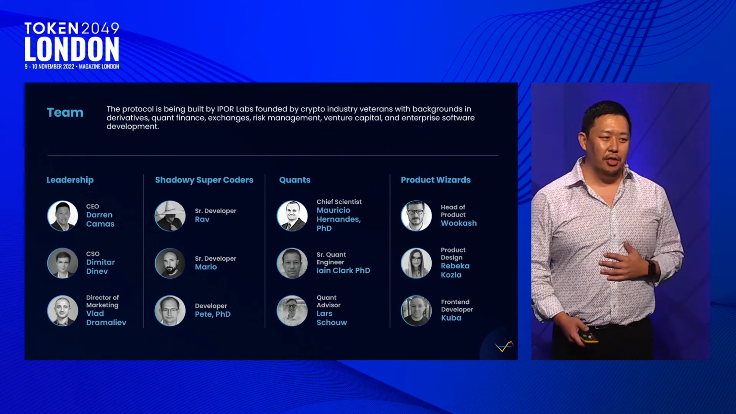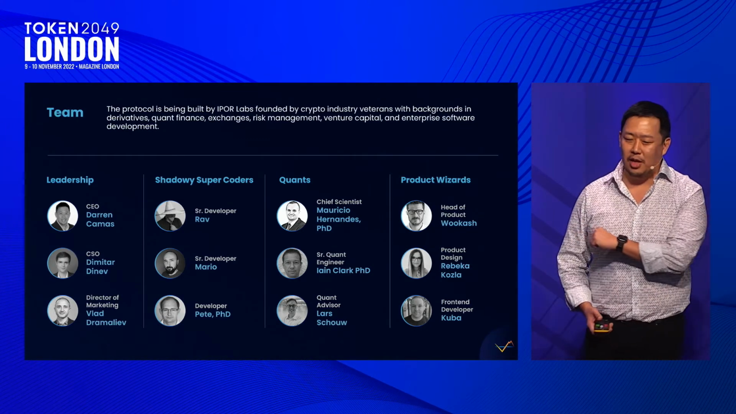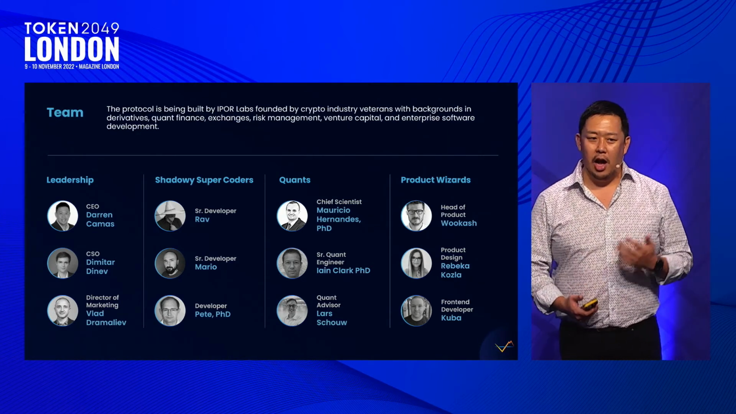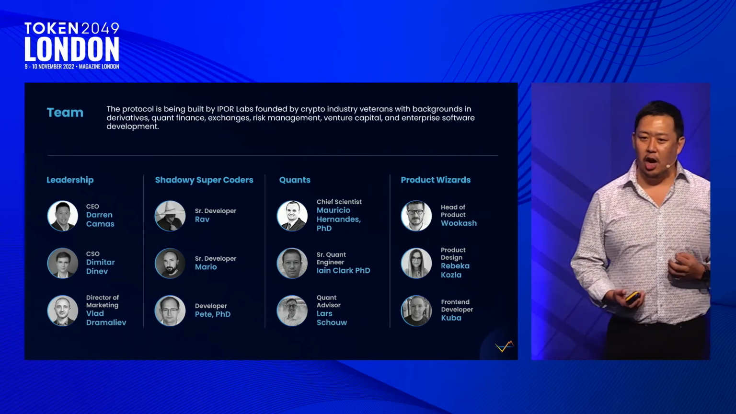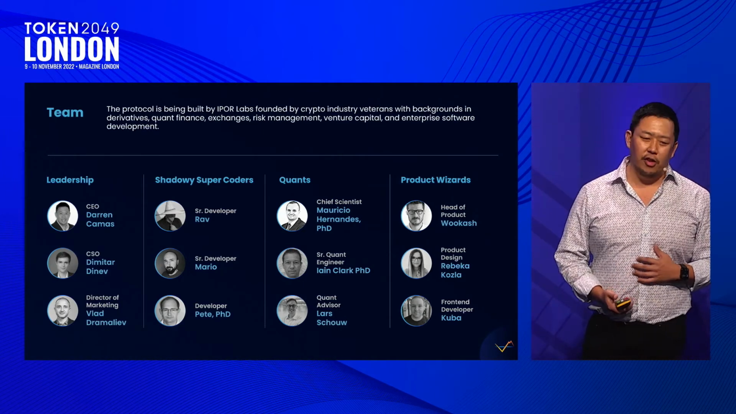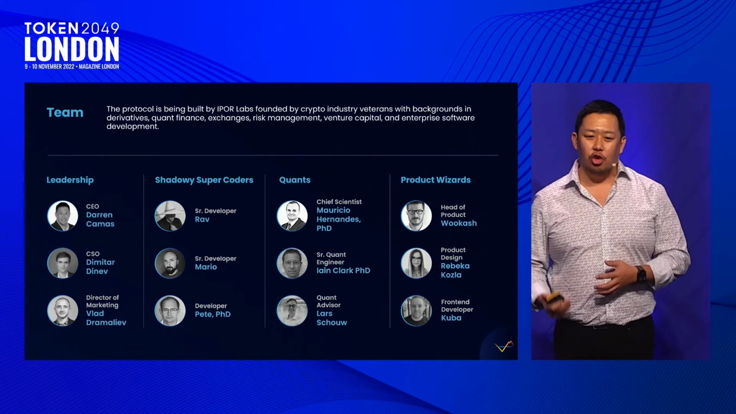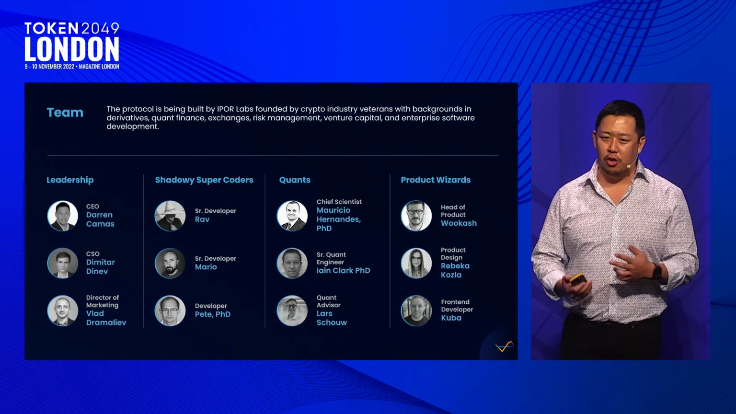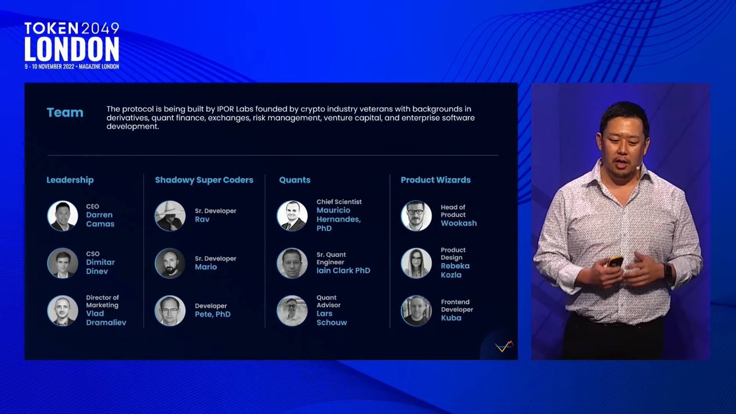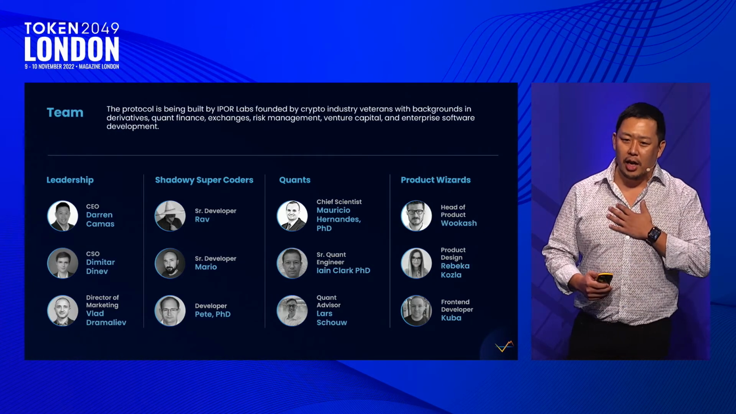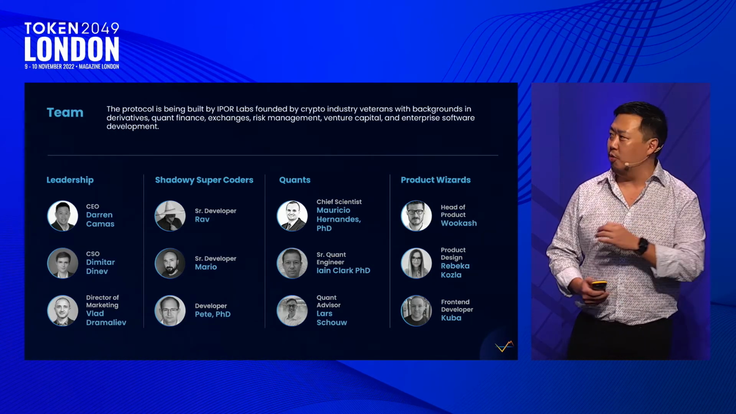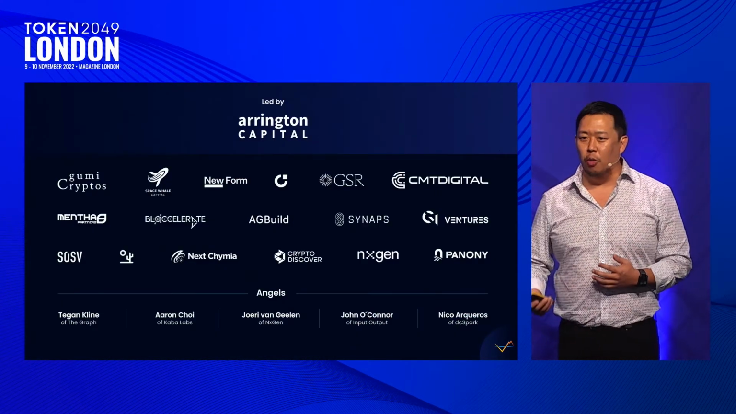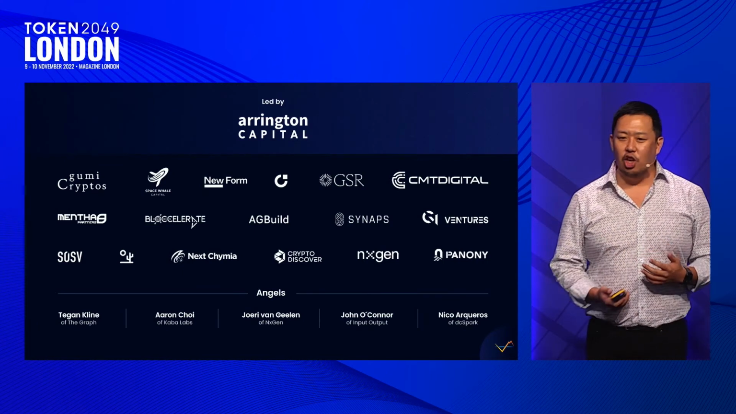Okay, really quick about the team. Our team comes from a deep background, so for example, our quants have spent 20 years in traditional markets as quants in fixed income. Our software developers come from enterprise software development, turned blockchain, so they've built banking systems, they've built payment, they've built insurance. So building these robust, scalable systems in DeFi is extremely important. Again, I've been building in the industry for 11 years. We have a very deep talent, and we have great backing by Arrington, Gumi, CMT Digital, GSR.